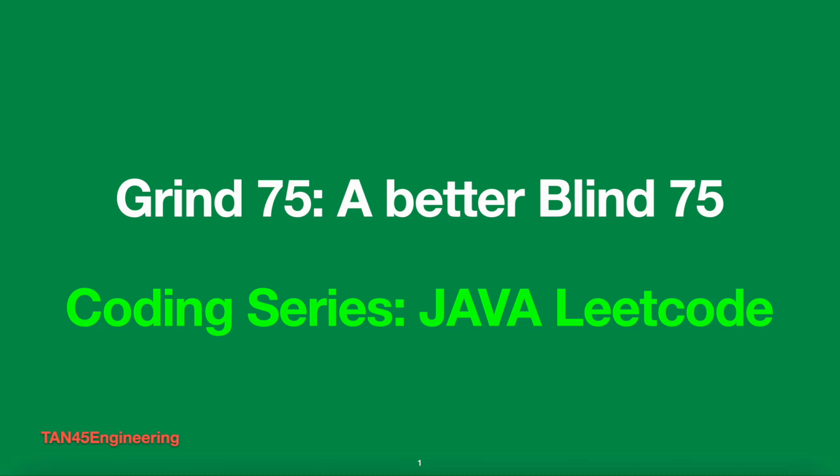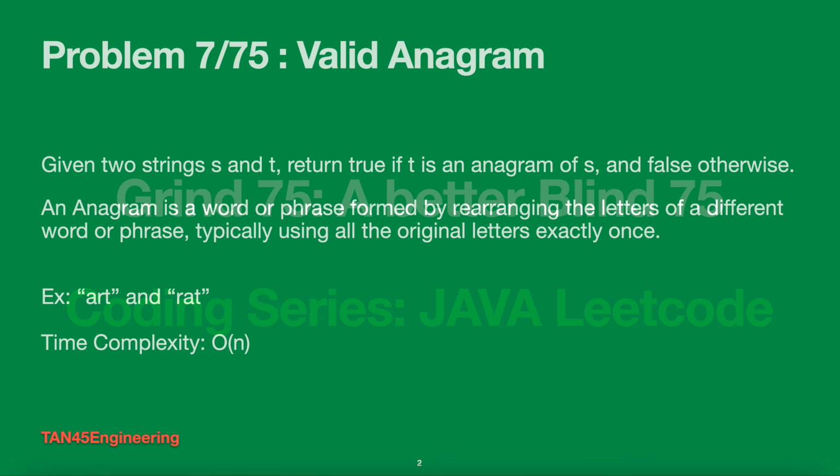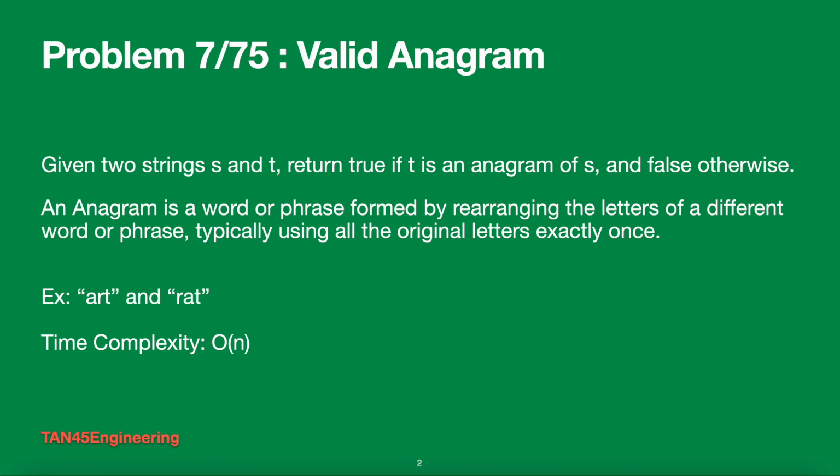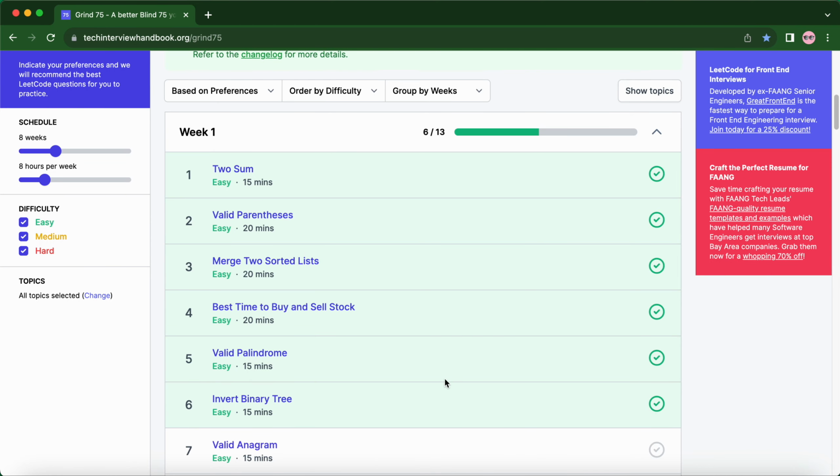We are here with yet another video in Grind 75, a Better Blind 75 coding series. Today's problem is on valid anagrams. An anagram is like you are given two strings, art and rat. Since both of them contain the same set of characters, A, R, T, it's an anagram. So let's jump into the problem statement directly and start solving.